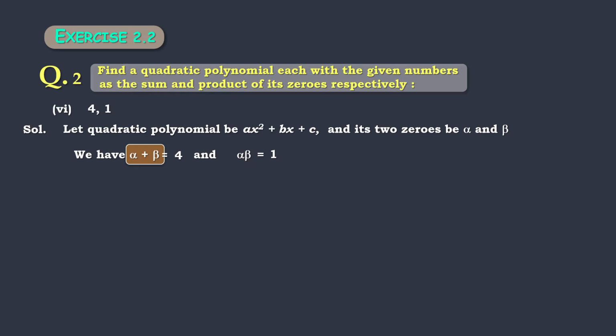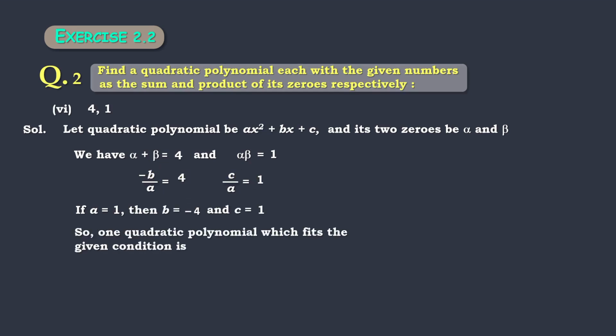According to the question, alpha plus beta is 4. And alpha multiplied by beta is 1. So minus b divided by a is equal to 4. And c divided by a is equal to 1. Let us take a equal to 1. Then b becomes minus 4 and c becomes 1. Therefore, the required quadratic polynomial is x squared minus 4x plus 1. This is the required quadratic polynomial.